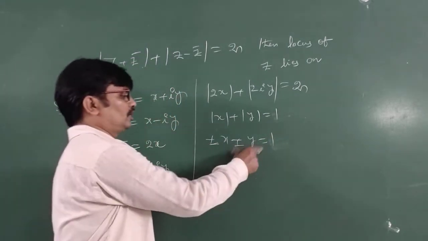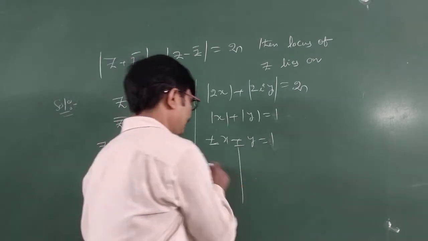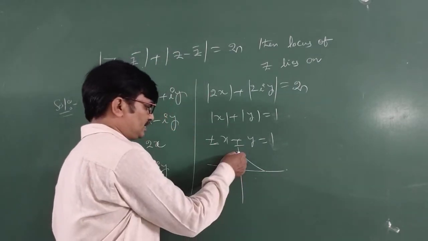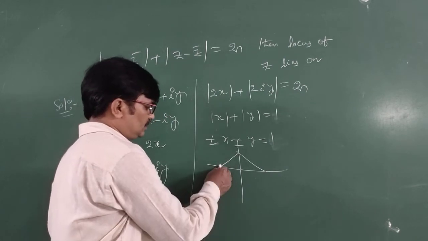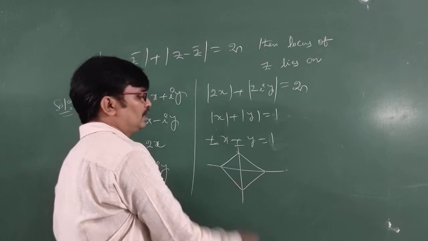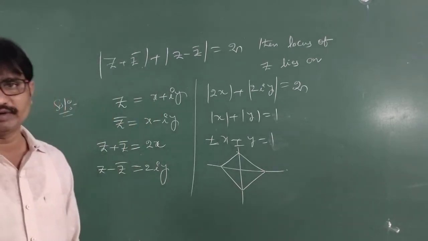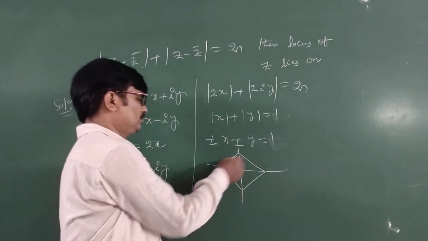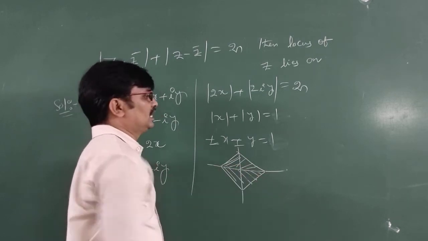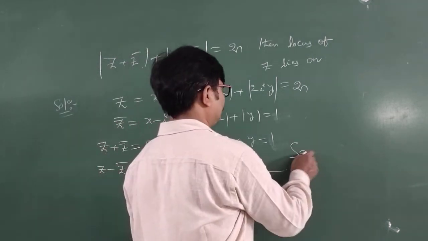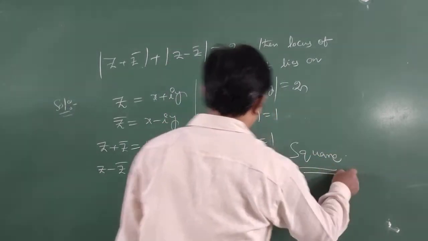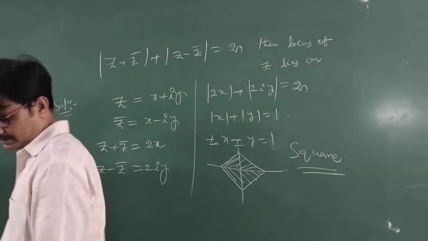This one, the locus of z forms a square. This is x plus y equal to 1. This is minus x plus y equal to 1. This is minus x minus y equal to 1. This is plus x minus y equal to 1. So students, this is nothing but a square. So the locus of z lies on the square. The locus of z lies on the square. Okay, students.